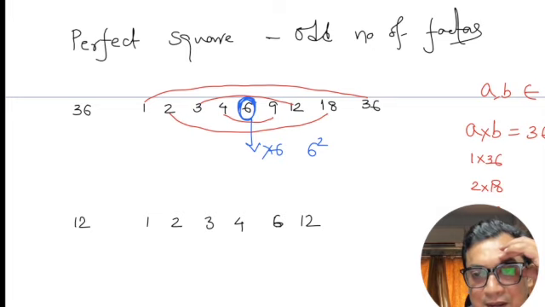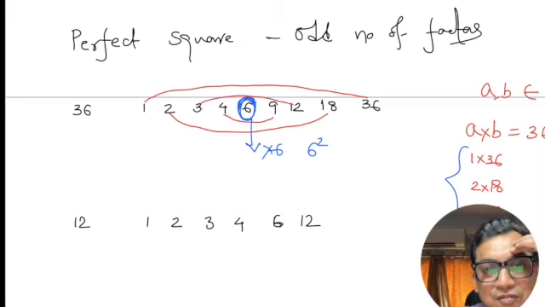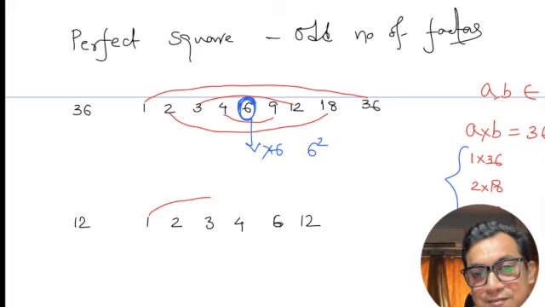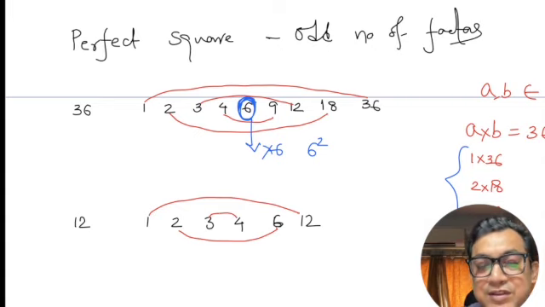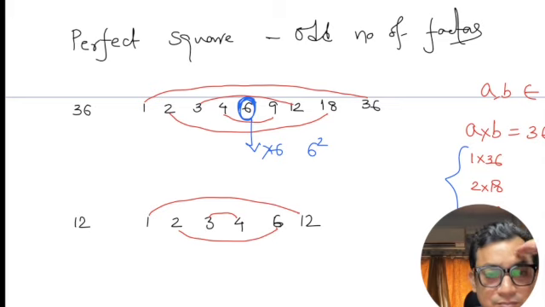So after pairing, we have an even number of items and we have a single item. That means we have an odd number of factors. But in case of 12, what happened? 1 into 12 is 12. 2 into 6 is 12. And 3 into 4 is also 12. Now we have no single element. So no single element means it should not be multiplied. I don't have any number which should be multiplied with itself to get 12. So that's why it is very necessary that we have an odd number of factors for a perfect square.